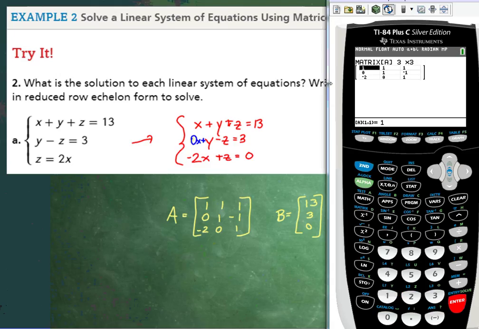So remember, these zeros are here because those equations did not have that variable. Remember, it's your x column, your y column, and your z column. There was no x in the second equation. There was no y in the third equation. So quit out of here. Go back into your matrix menu. Matrix B. We want to edit matrix B. I almost screwed that up. And we're going to change that to a 3 by 1 again. 3 rows, 1 column. And we change our numbers to 13, 3, 0.